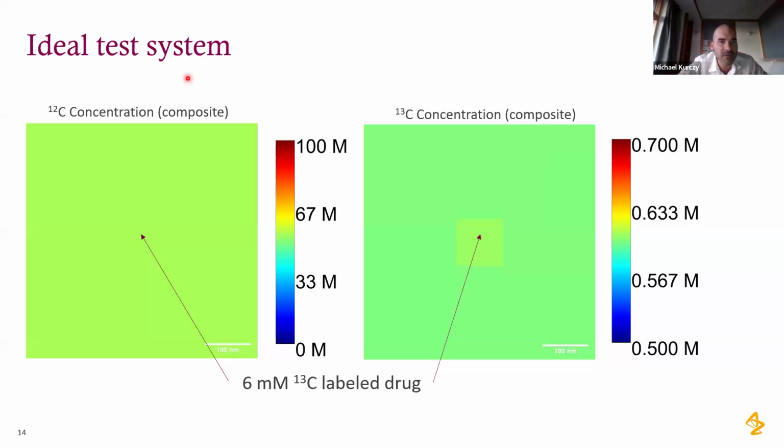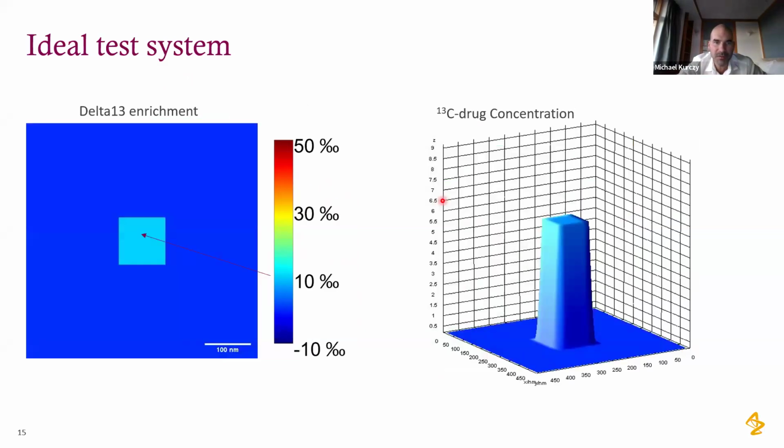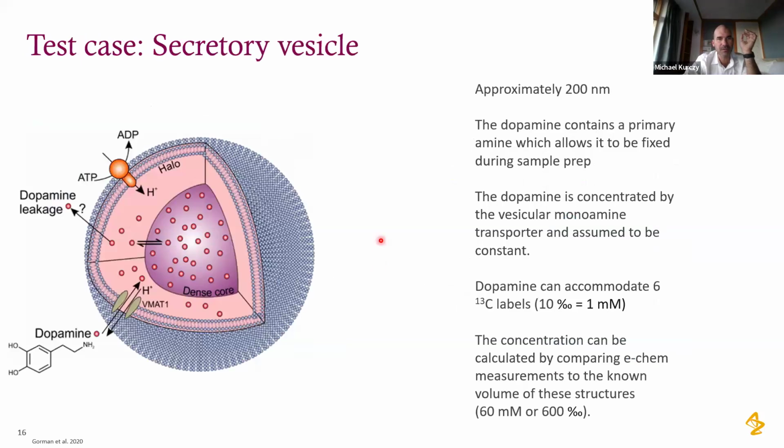And so the ideal system would be if we could have a very small spot implanted into a pure epoxy sample, and then that would be the carbon-13 image. This would be the carbon-12 image. And then when we take the ratio, we could see this enrichment in carbon-13. We see this 10 per mil again, which comes out to about 6 millimolar. Sorry, mistake there. So yes, we need to find an ideal system, and luckily we did.